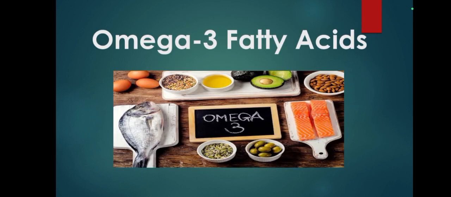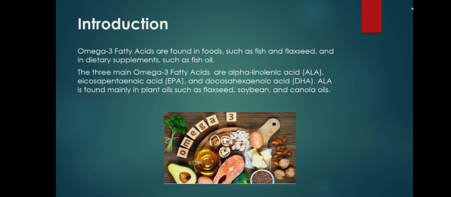Today the topic of my presentation is omega-3 fatty acids. Let us introduce omega-3 fatty acids. Omega-3 fatty acids are found in foods such as fish and flax seeds and in dietary supplements such as fish oil. The three main omega-3 fatty acids are alpha-linolenic acid, eicosapentaenoic acid and docosahexaenoic acid. Alpha-linolenic acid is found mainly in plant oil such as flaxseed, soybean and canola oils.